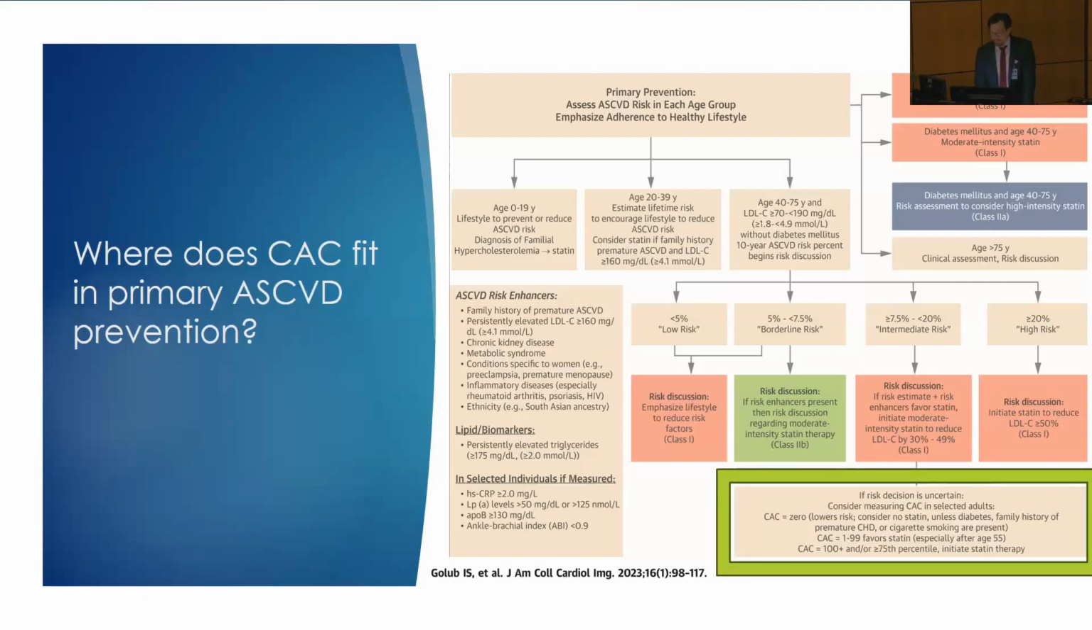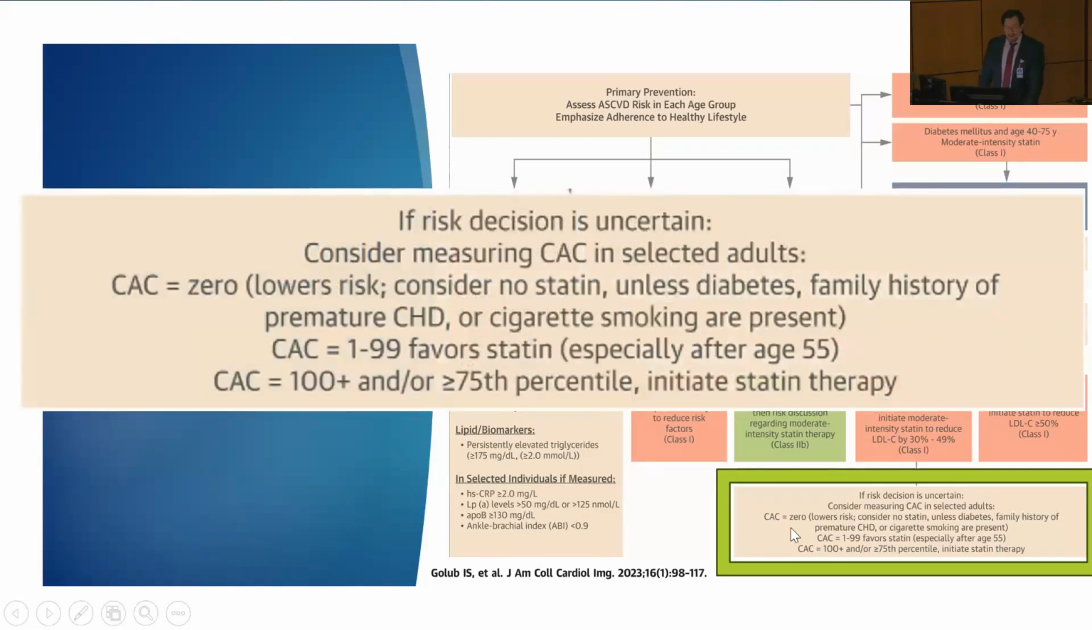Here it's talking about what we use with the scores themselves. So, a calcium score of 0. Say they're in that borderline risk category or maybe the lower intermediate risk.